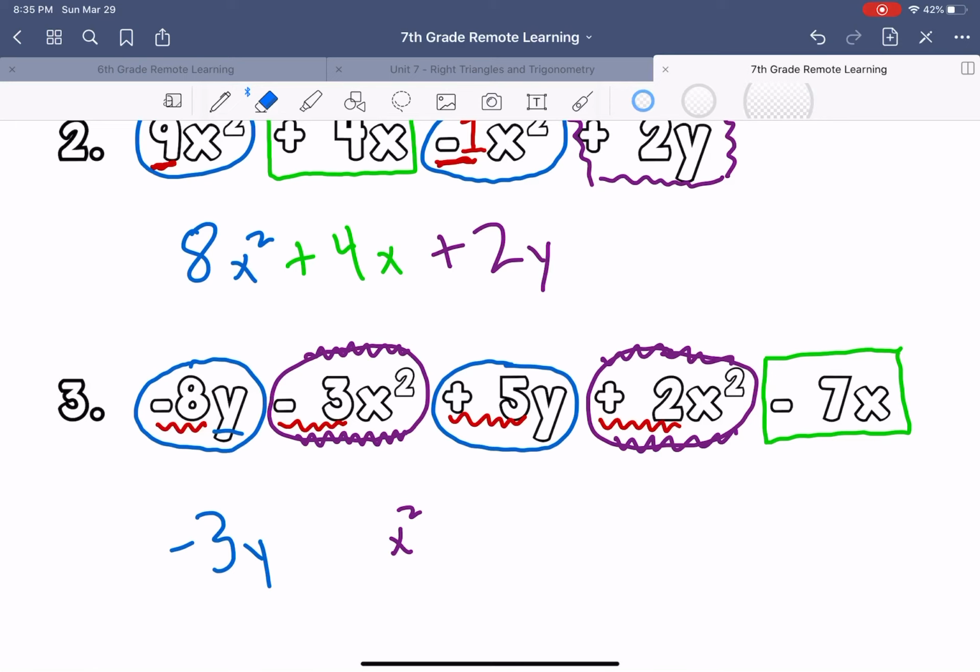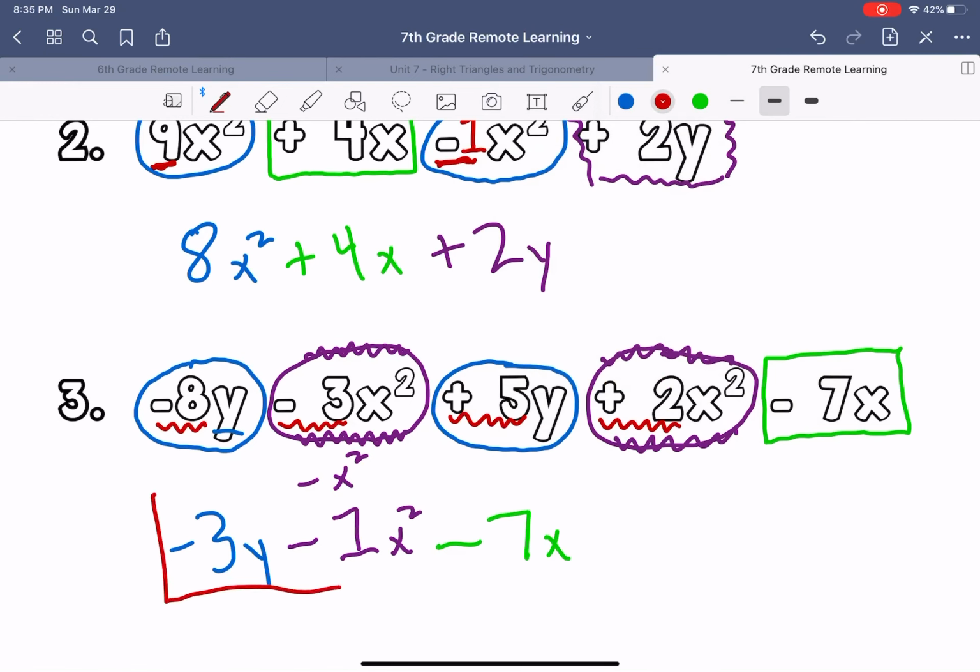If you wanted to, you could leave off that 1. You don't need it, or you can keep it on. Whatever makes most sense to you is totally fine. Both of them are correct. And then at the end, we have our minus 7x. Okay, so this also could be just minus x squared. It doesn't matter. All right, and that is our final answer.